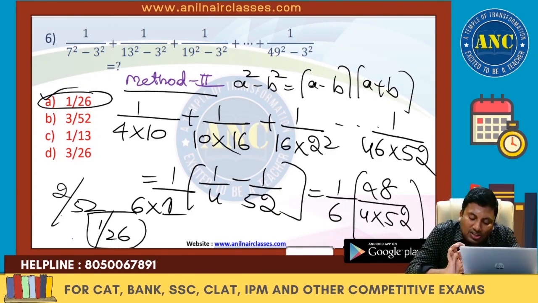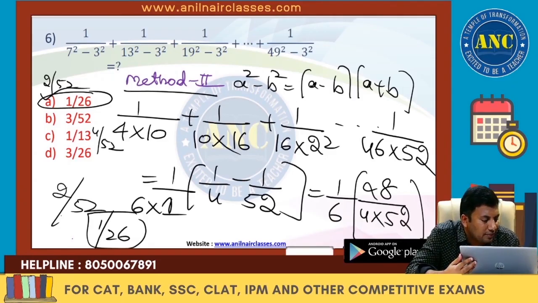If you observe the last one, the last term denominator is 52. Answer should be either 52 or a factor of 52. All the options are 52 or a factor of 52. So the denominator condensing approach might not work here. Now if you see, how are the answer options? If I make everything into 52, these are 2 by 52, 3 by 52, 4 by 52, and this is 6 by 52.